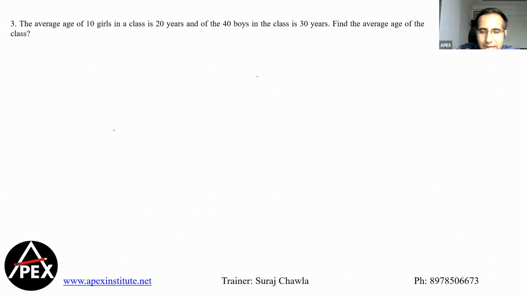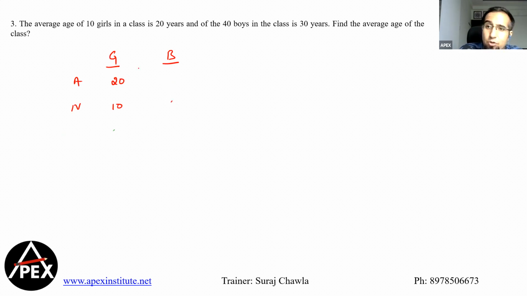Yep, let's see this, guys. So there are 10 girls in a class and the average age of 10 girls. Okay, so let's say the number of girls is 10 and the average is 20. And the number of boys is 40 in the class and the average is 30.